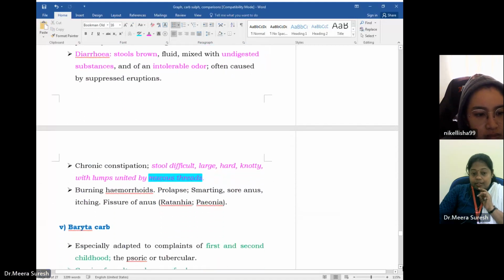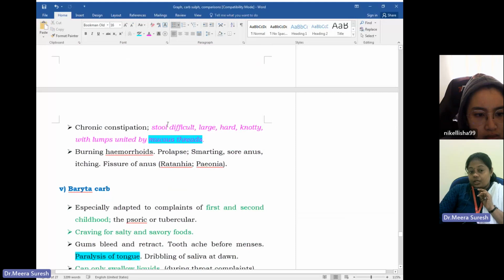Constipation is very important. In constipation, the stool will be very large, difficult, knotty. The most important feature is that it will be united by mucus threads, or the mucous membrane layer will be sloughed off from the intestine, and that will be covering the stool. So the stool will have that mucus thread, that mucus layer. That is the importance of the stool of graphites in constipation. In diarrhea, it is brownish, very offensive, and undigested food materials will also be there. And in constipation, the stool will be covered with mucus thread.